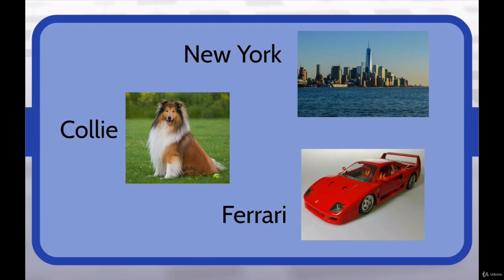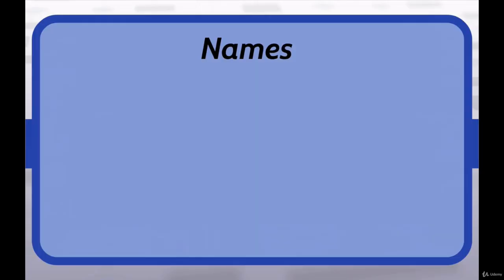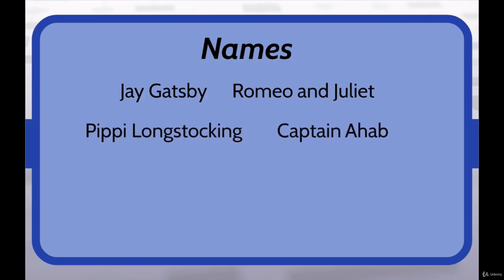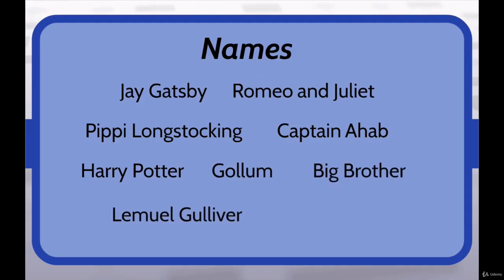An important kind of strong noun is the name. So certainly in fiction, there are so many great names of famous characters and they stick in our minds. So let's think of some of those. For example, Jay Gatsby, Romeo and Juliet, Pippi Longstocking, Captain Ahab, Harry Potter, Gollum, Big Brother, Lemuel Gulliver, Huck Finn. These are really unique names, and right away they remind us of that story. Maybe we read it as a child, maybe we read it recently, and it also creates a lot of feelings surrounding those characters. So names are very powerful.